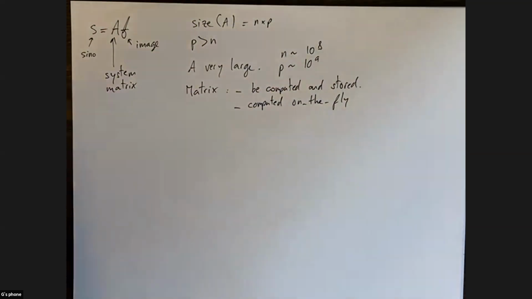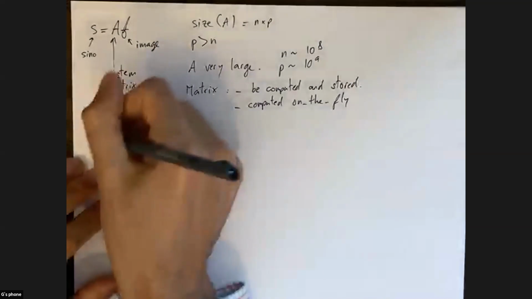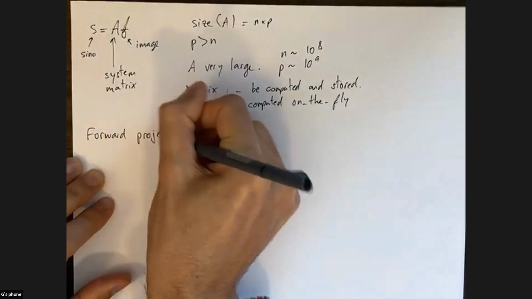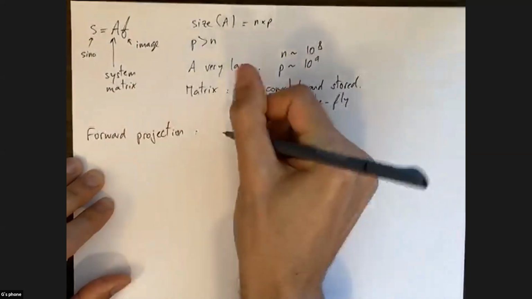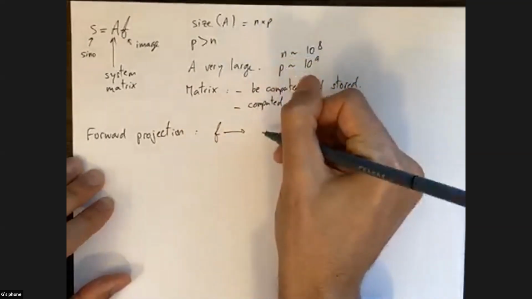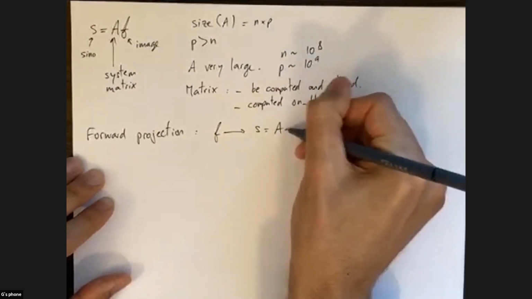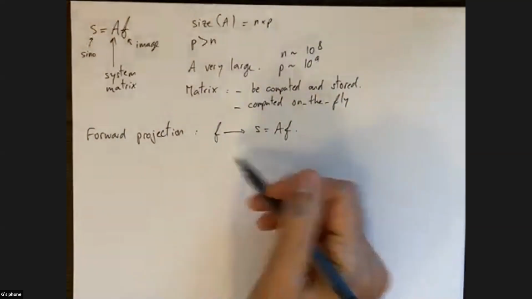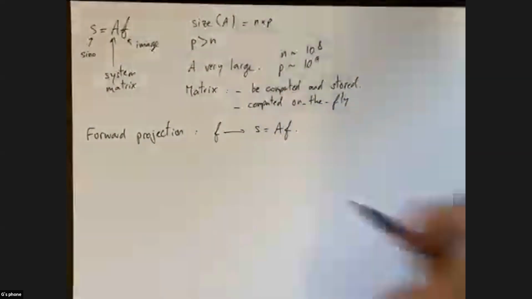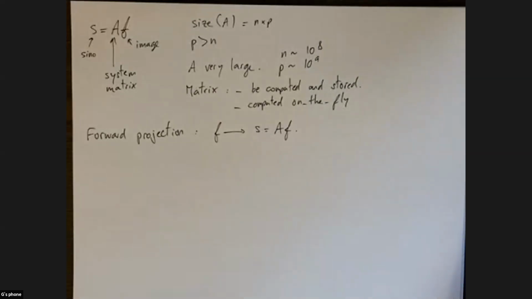And so let's see, what is forward projection? Going back to forward projection, it is basically taking an image F and multiplying it by matrix A. So this is the forward projection. Multiplying matrix A times F gives the sinogram. So that's what we'll call forward projection. It's basically multiplying by matrix A.